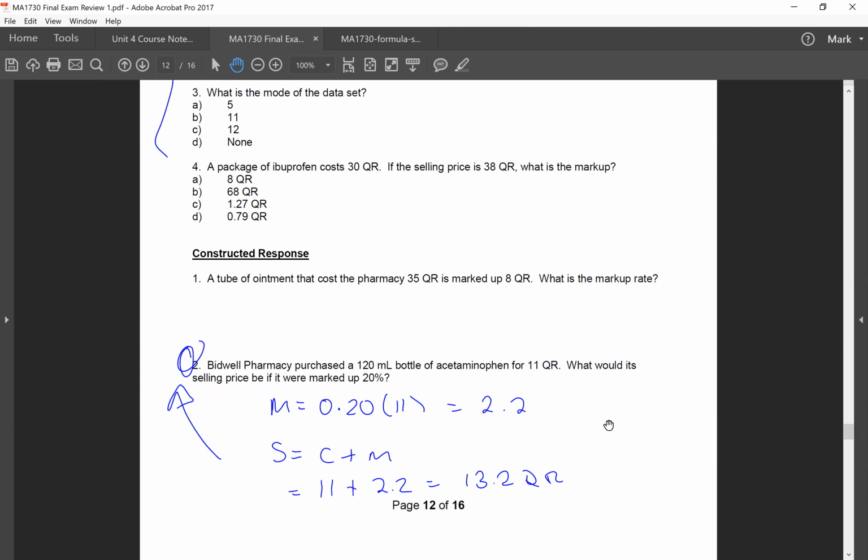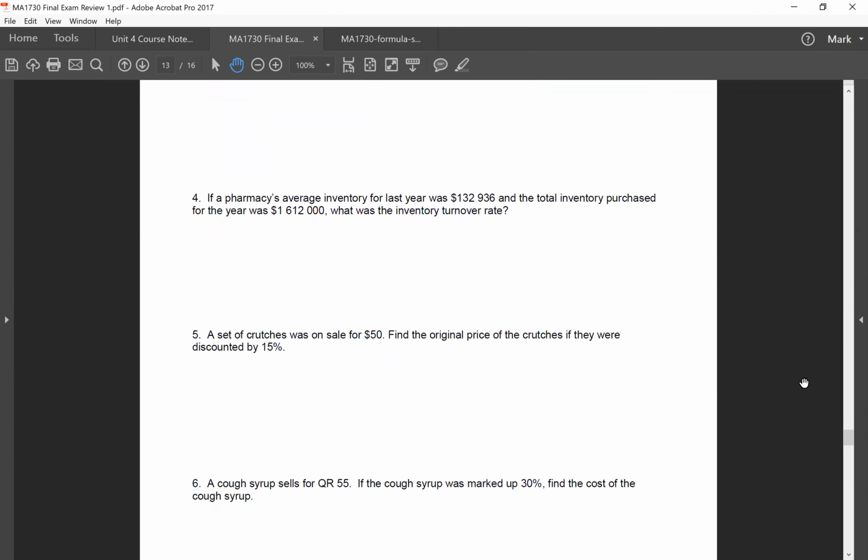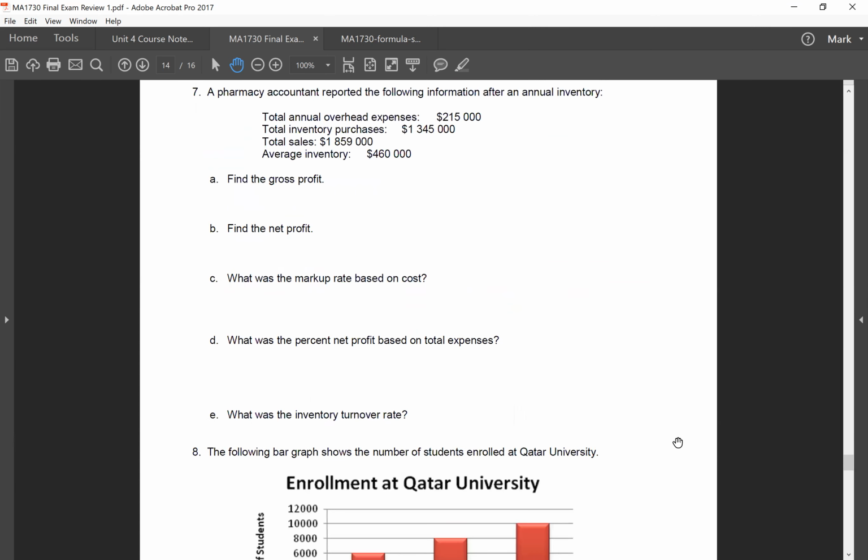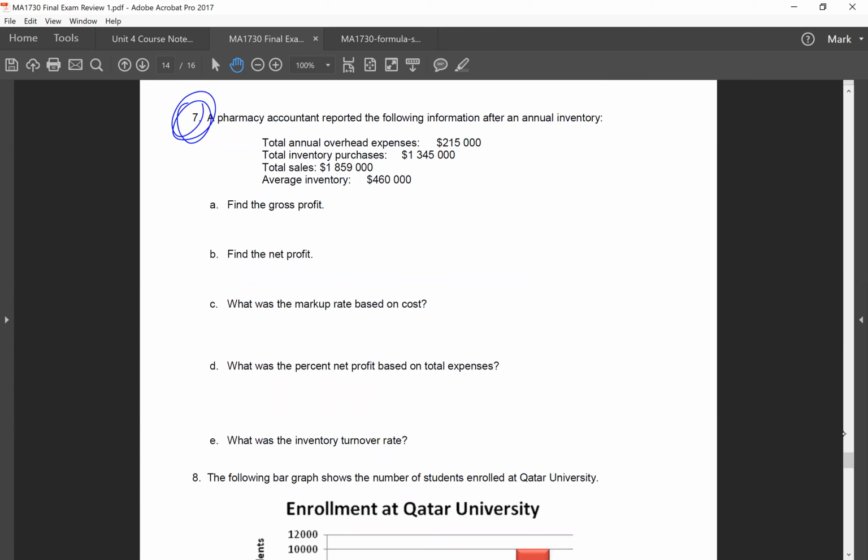The other question you'll see on your final from chapter 4, and guys, I'm talking about the short answer, is this one, number 7. The gross profit, the net profit, the markup rate, the total expenses, the turnover rate. These are two questions you'll see from chapter 4. Now, you guys might be thinking, well, that's not a lot of stuff from chapter 4. Most of the chapter 4 questions I've turned into multiple choice.